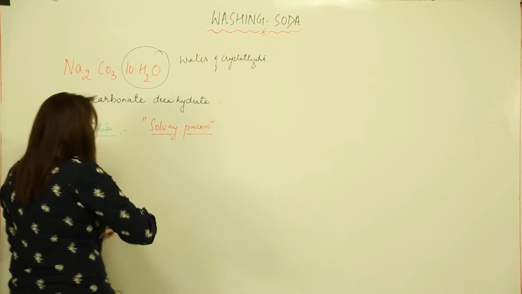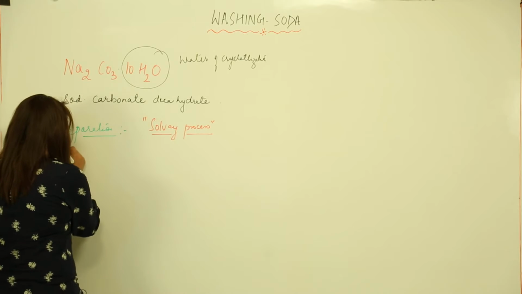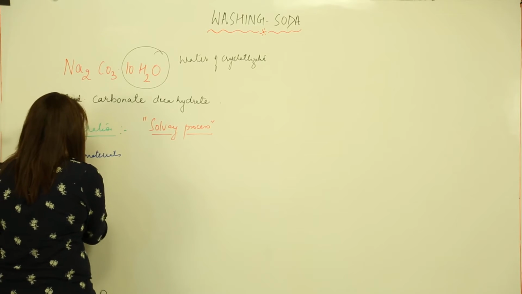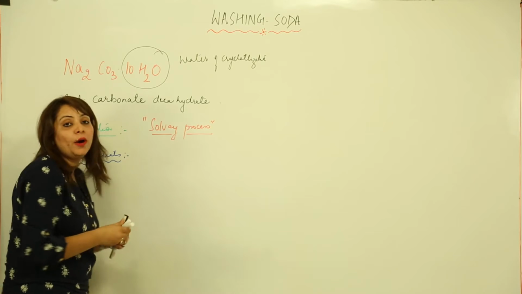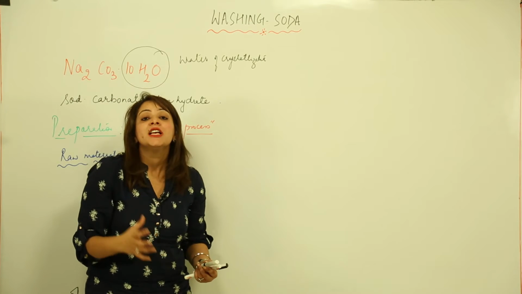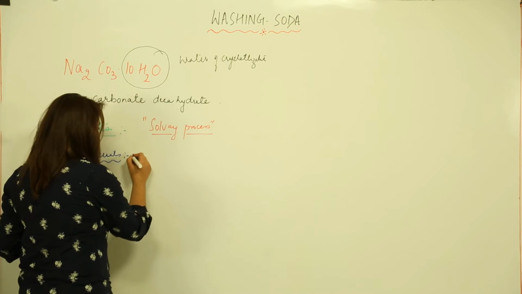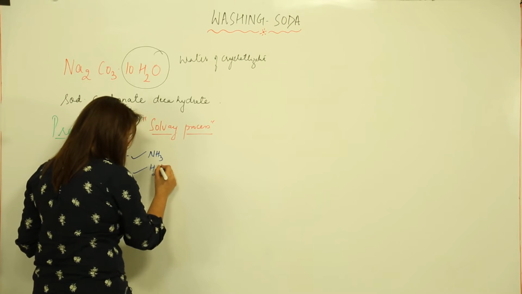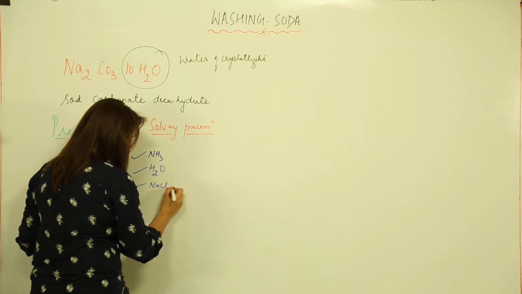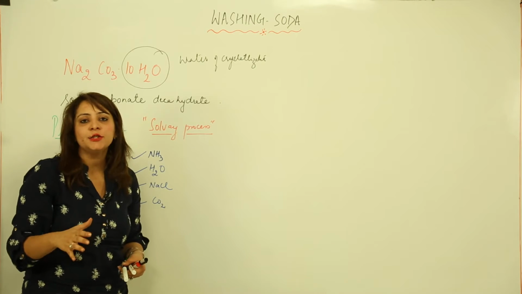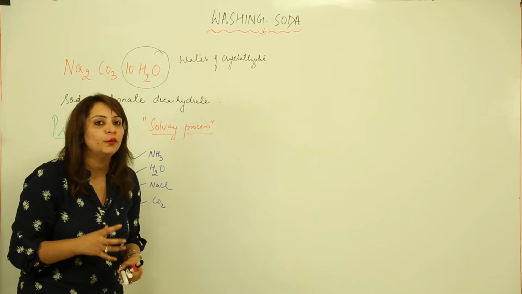So first thing is, what are the raw materials, because when we want to start with the Solvay process, we should be familiar with the raw materials which are actually required for the preparation of washing soda. So the raw materials are ammonia, water, sodium chloride and carbon dioxide.